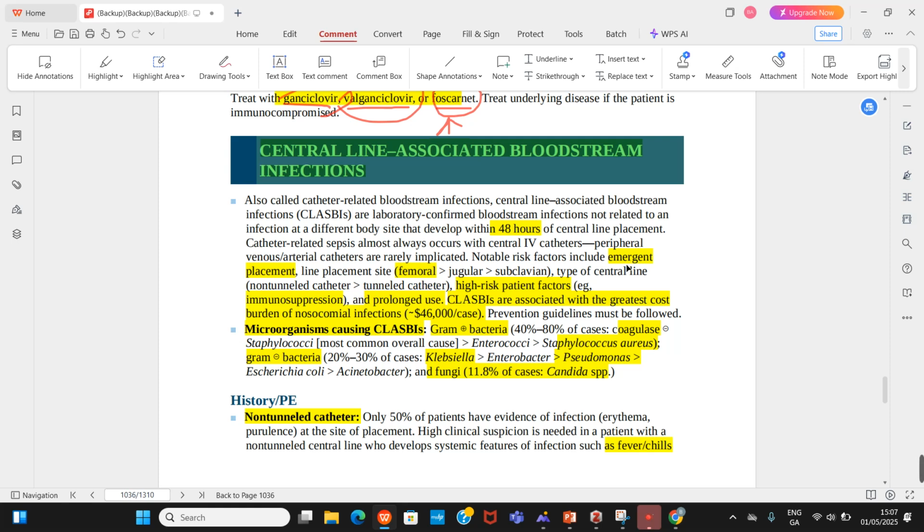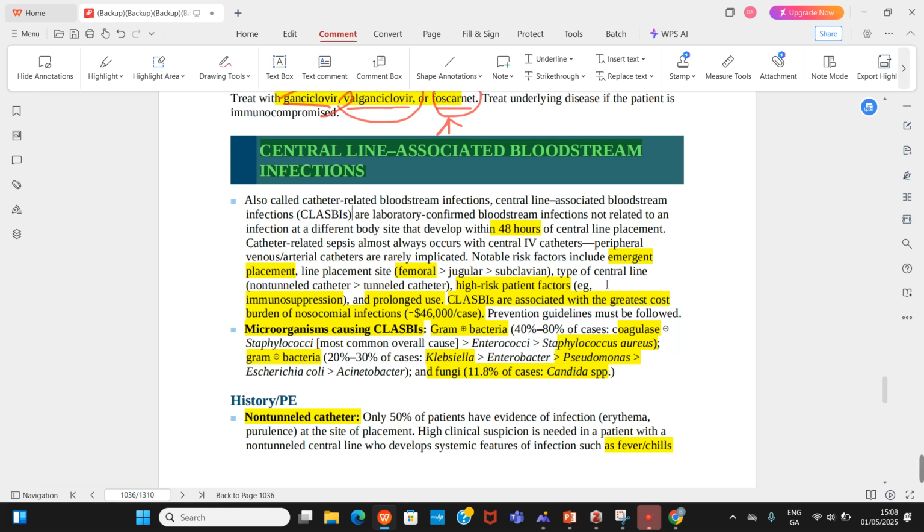Yeah, so if you just do it quick, there's a high risk that it's going to get infected. And the closer you set the line to the perineum, the higher the risk of it getting infected. So a femoral line has a higher risk of getting infected compared to the jugular, than compared to the subclavian.